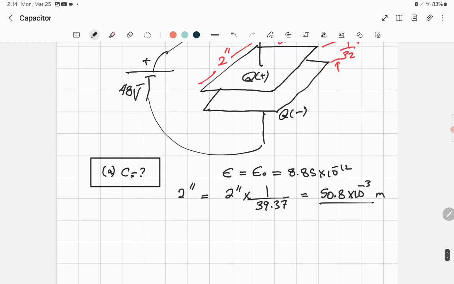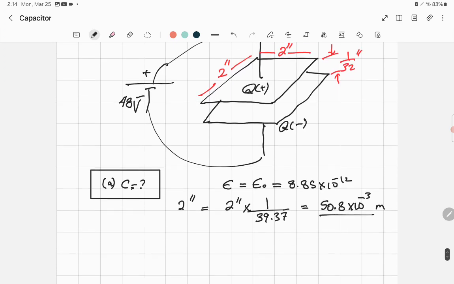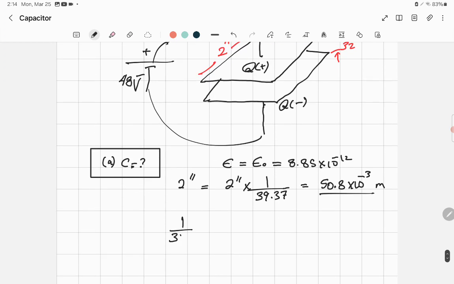The distance D is 1 over 32 inch. How do we convert it to meter? We'll do the same thing. Let me write it correctly. 1 over 32, that's all inch, all right? You multiply by 1 over 39.37. Let me just do it. 1 over 39.37 times 32.